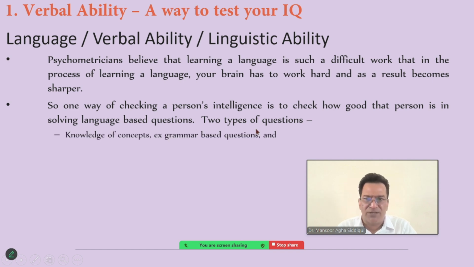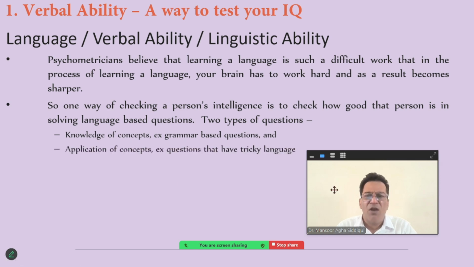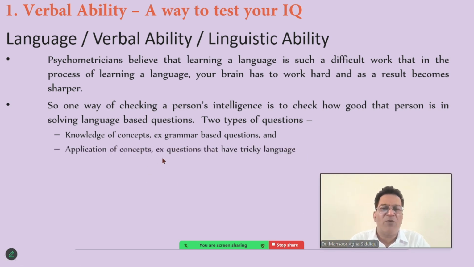So two types of questions come. Questions which test you upon knowledge of concepts, for example, grammar-based questions, or application questions, for example, questions which have tricky language, which means even in a mathematics question, the tricky language of the question is actually checking you for your verbal ability or language skills. And the reason why certain mathematics questions in CSAT are difficult is because they've got tricky language, not because they are testing you for difficult concepts. So tricky language of questions is indicative of your ability to handle language.